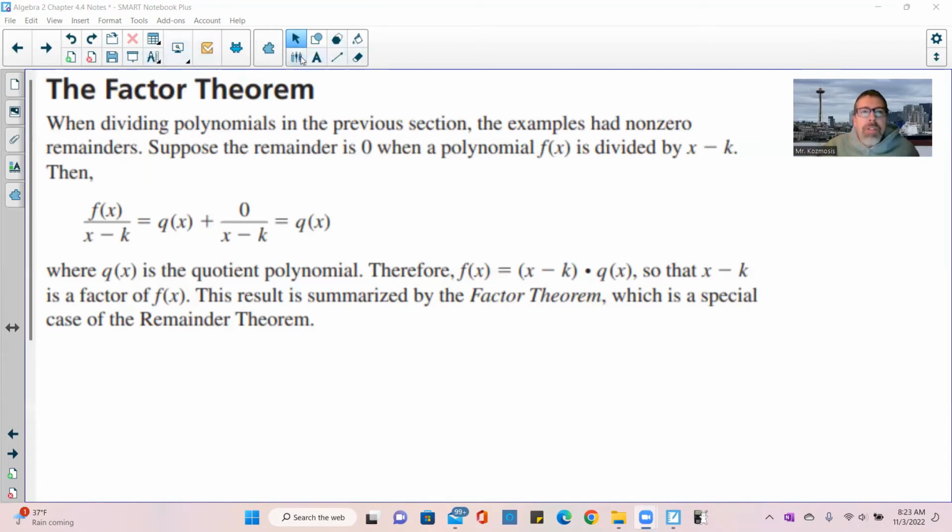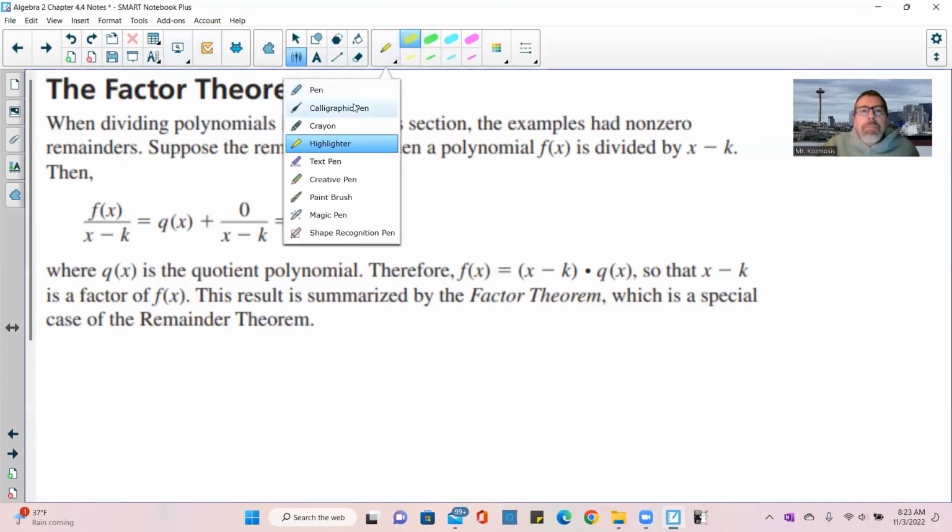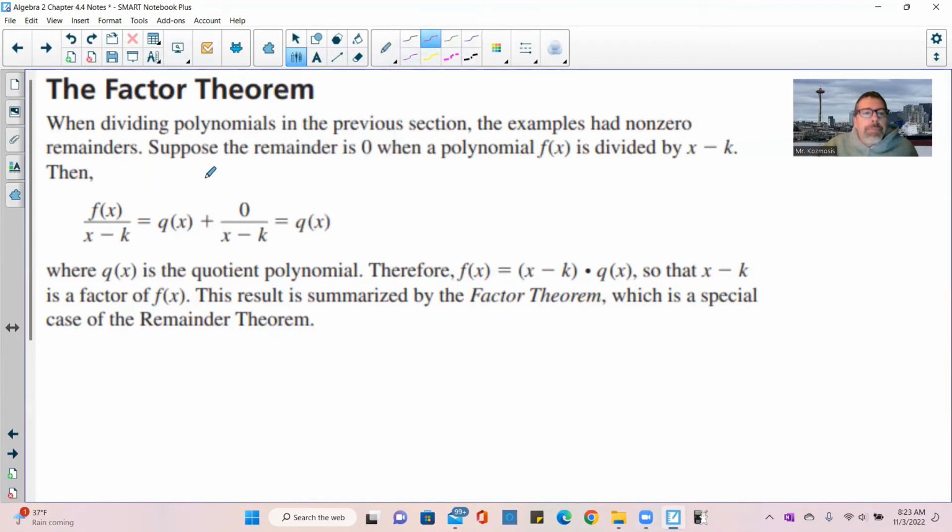And what are they talking about here? All right, so f of x equals x minus k times q of x. So that x minus k is a factor of f of x. The result is summarized by the factor theorem, which is a special case of the remainder theorem.